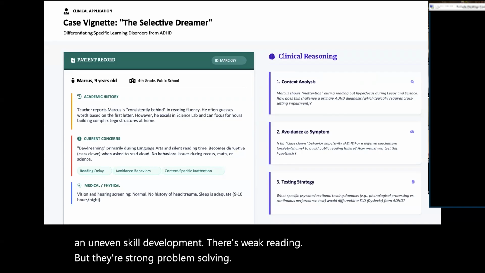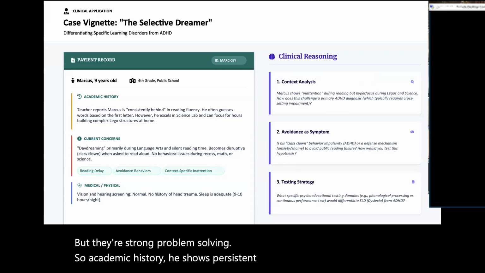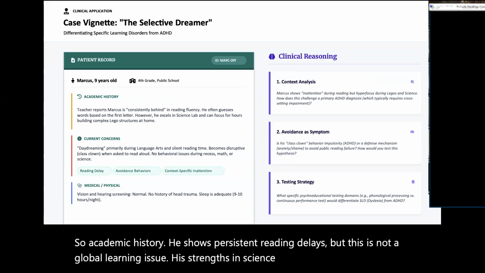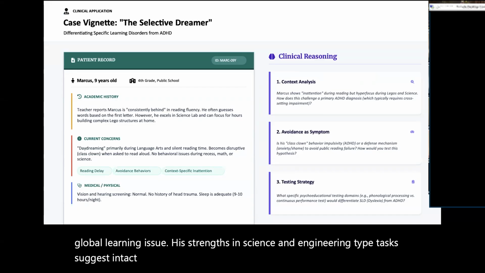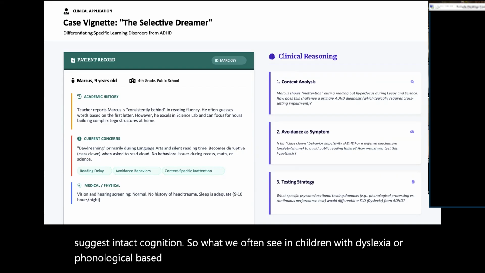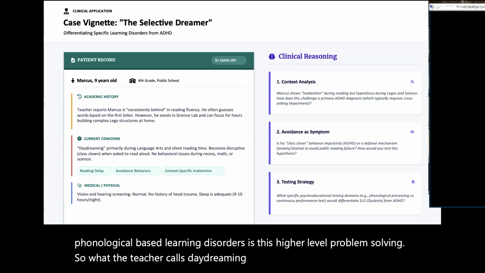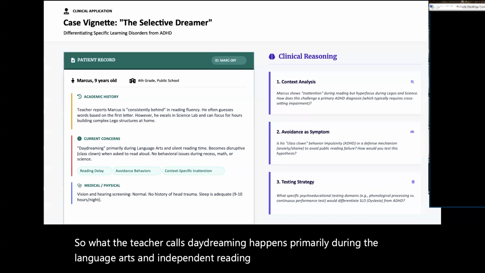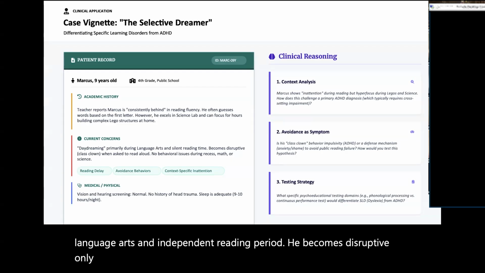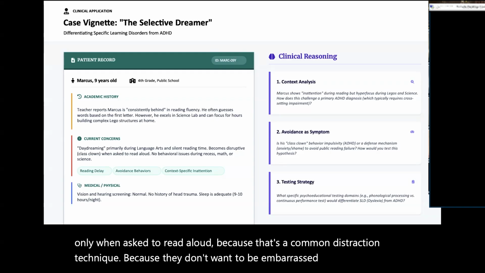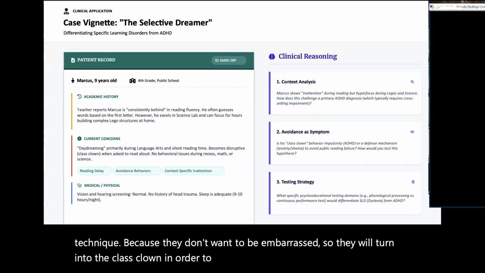So, academic history, he shows persistent reading delays, but this is not a global learning issue. His strengths in science and engineering type tasks suggest intact cognition. So, what we often see in children with dyslexia or phonological based learning disorders is this higher level problem solving. So, what the teacher calls daydreaming happens primarily during the language arts and independent reading period. He becomes disruptive only when asked to read aloud because that's a common distraction technique because they don't want to be embarrassed. So, they will turn into the class clown in order to prevent that from happening.